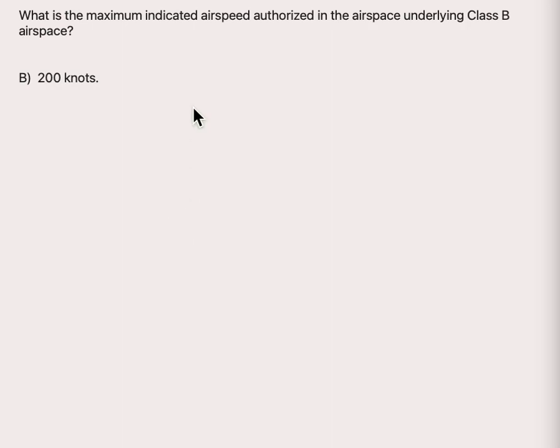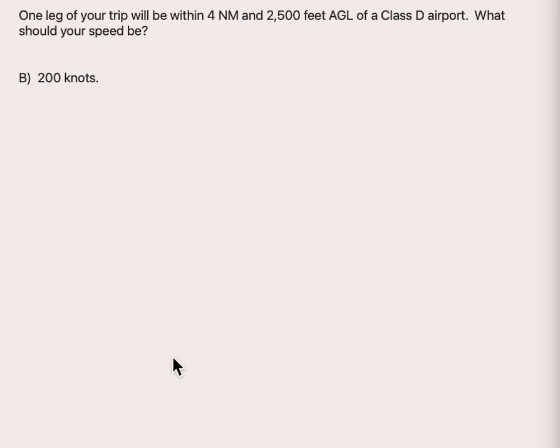What is the maximum indicated airspeed authorized in the airspace underlying Class Bravo airspace? So within Class Bravo, you can only go 200 knots, maximum. One leg of your trip will be within 4 nautical miles and 2,500 feet AGL of a Class Delta airport. What should your speed be? Maximum is 200 knots.